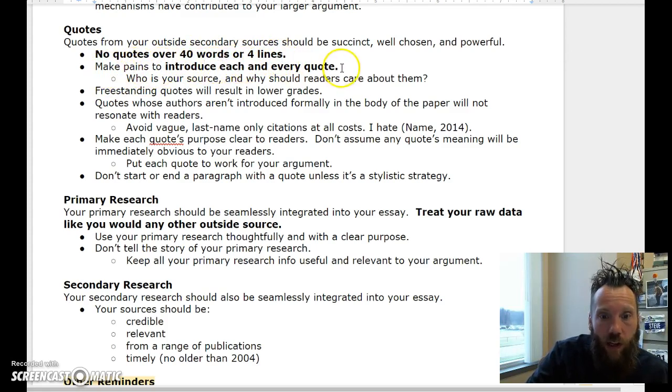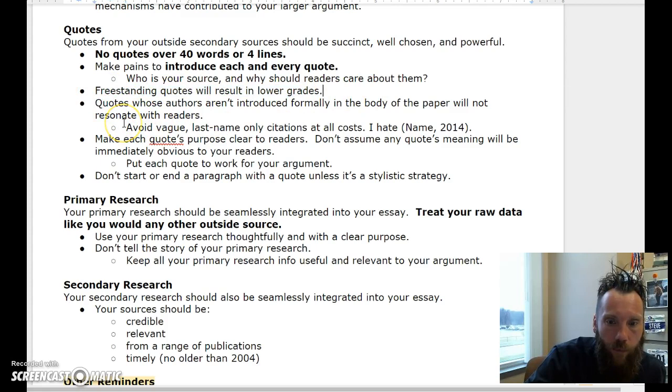Make pains to introduce each and every quote. Who is your source and why should readers care about them? Every source. If you had me last semester, you've had plenty of practice with that. If you didn't have me, please reach out. We can talk. I could be a lot more comprehensive in my explanations of my preferences when it comes to quotes, and especially in quote introductions. Freestanding quotes equal lower grades.